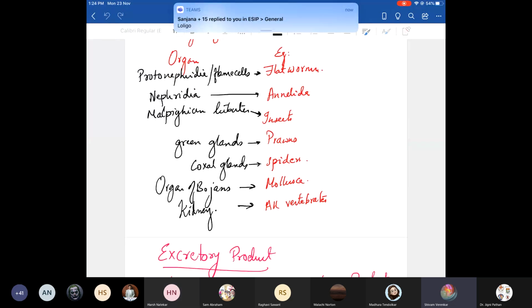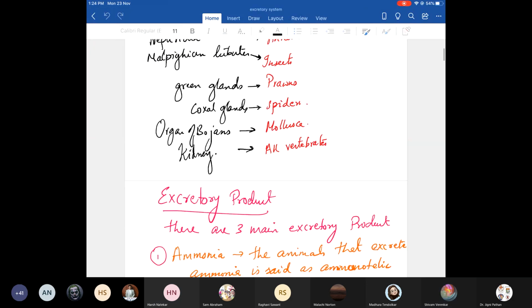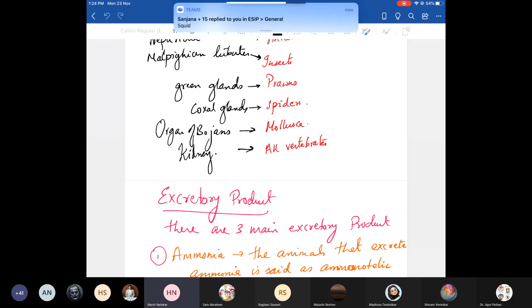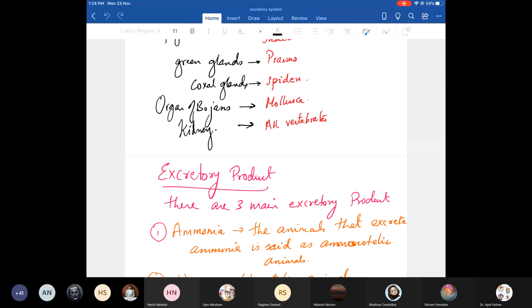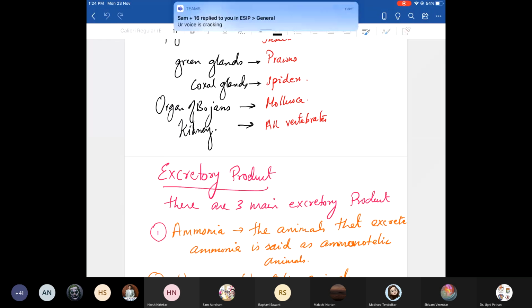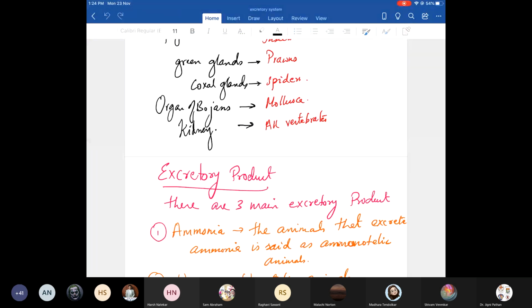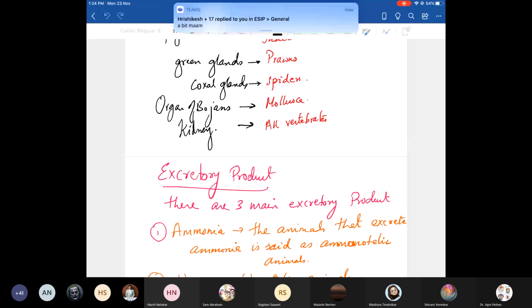Loligo. Ma'am, when is the next test? Loligo is what, Sanjana? What happened? Okay, next. Ma'am, my voice is cracking. Yes. Ma'am, what is a prawn's excretory organ? For prawns, it is the green gland. Green glands, yes. You're telling the examples, fine. Okay. Are you done? Green glands is for prawns. My voice is cracking. Is it for everyone? Is my voice cracking to all, ma'am? When is the next test? That will be with the timetable. It will be with the timetable.